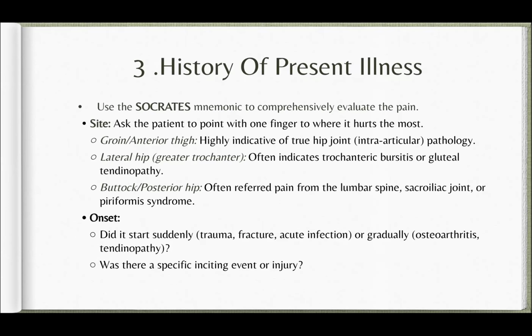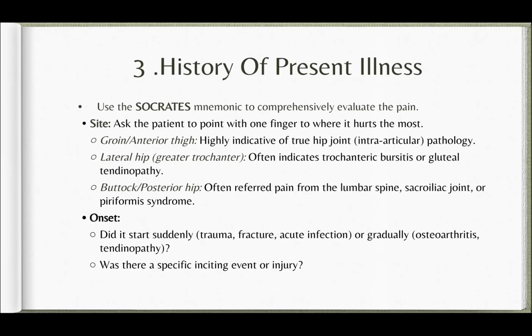In SOCRATES, S stands for site. Ask the patient to point with one finger to where it hurts the most. If the patient says groin or anterior thigh, it is highly indicative of true hip joint, that is intra-articular pathology. Lateral hip, that is the greater trochanter, often indicates trochanteric bursitis or gluteal tendinopathy. Buttock or posterior hip is often referred pain from the lumbar spine, sacroiliac joint, or piriformis syndrome.